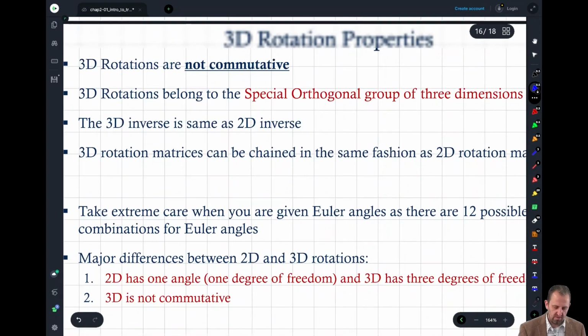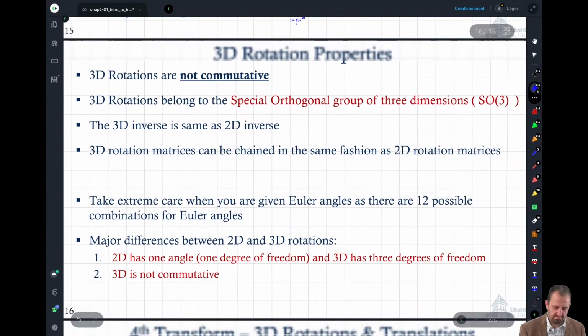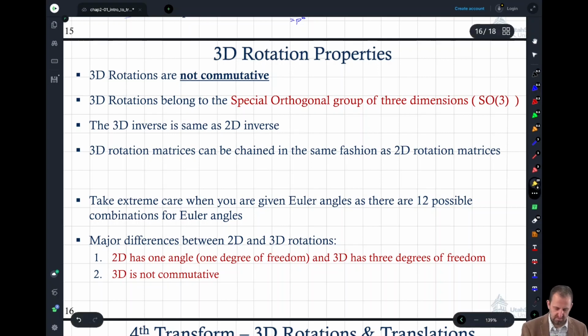Okay, so a few important properties we have is that rotations are not commutative for 3D. It's because anytime you start rotating about a different axis, you cannot switch the order arbitrarily of your matrices and get the same result. So 3D rotations are not commutative. This is something to keep in mind.